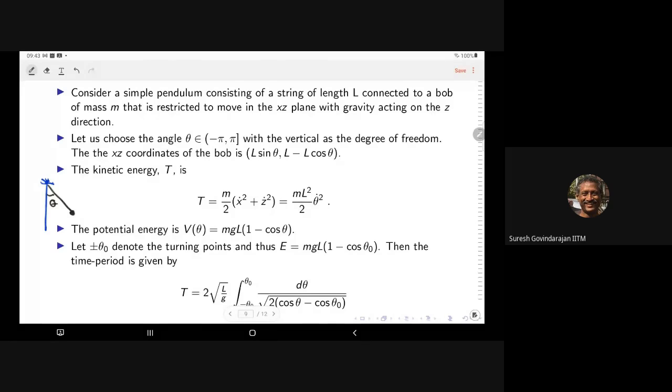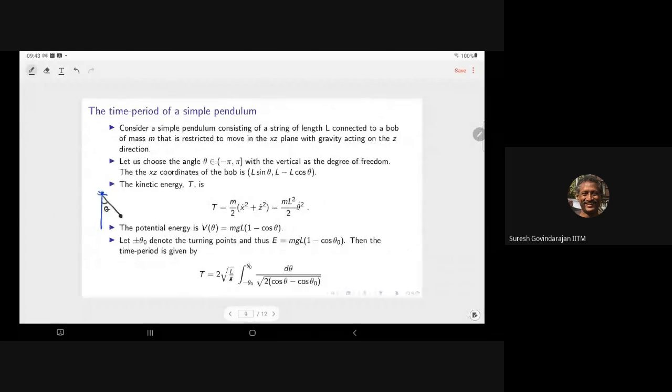Okay, so now the point here is that we have V of theta is mgl into 1 minus cos theta. So you have to specify the initial energy. So you'll have two turning points. So theta naught and minus theta naught are the max and min values of theta, fixing given E. And you can check that the energy is given by this formula.